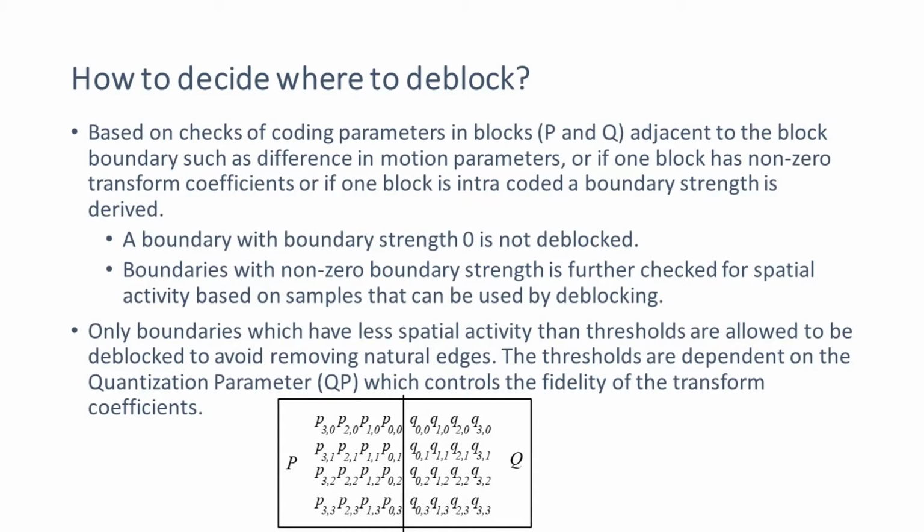So, how to decide where to deblock? Based on checks on coding parameters in blocks adjacent to the block boundary, such as difference in motion parameters, or if one block has non-zero transform coefficients, or if one block is intracoded, a boundary strength is derived. A boundary with boundary strength 0 is not deblocked. Boundaries with non-zero boundary strength are further checked for spatial activity based on samples that can be used by deblocking. Only boundaries which have less spatial activity than thresholds are allowed to be deblocked to avoid removing natural edges. The thresholds are dependent on the quantization parameter, which controls the fidelity of the transform coefficients.